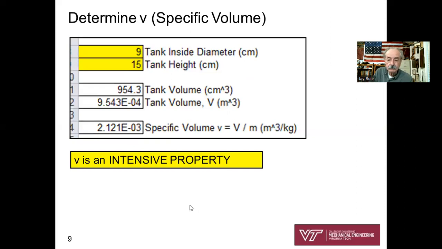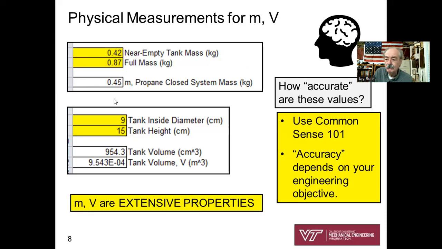Let's determine, whoops, wait a minute. No, I think I've got it. Did I cover everything on that slide? Yeah, we took the difference in the two mass values to come up with our best estimate for the mass of the closed system propane. Yeah, 0.45 kilograms and a volume of 9.5 times 10 to the minus 4th cubic meters.